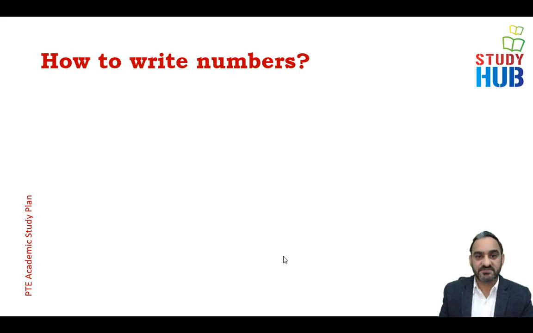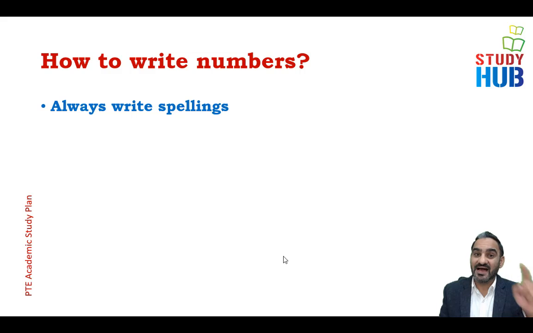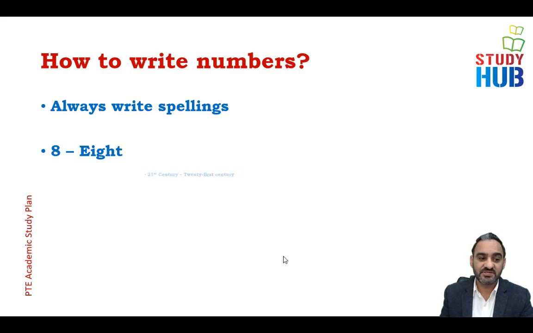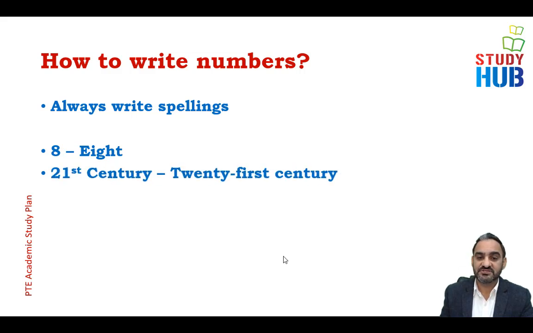How to write the numbers, numerical values. Whenever you hear numbers in your sentence, you need to make sure that you always write the spellings of the numbers. But how to write the spellings of the numbers is also important. For example, you hear 8, this is how you should be writing it, E-I-G-H-T. 21st century, this is interesting. 21st is one number. Therefore, you need to hyphenate this number, twenty hyphen first, then century. Similarly, if you hear 25, so twenty hyphen five.